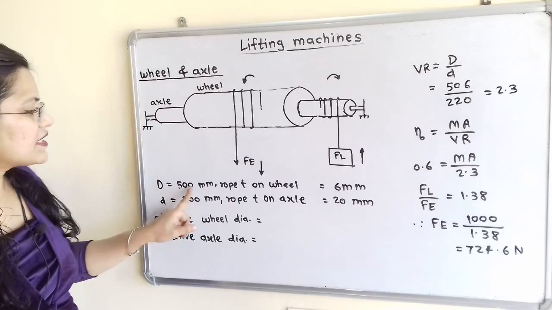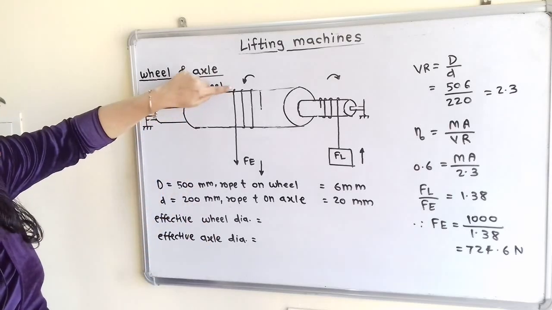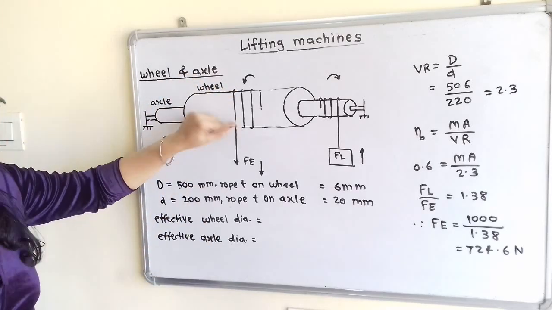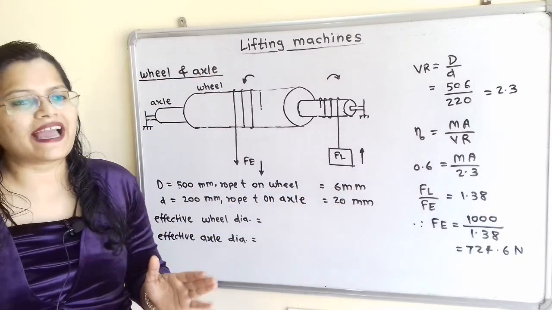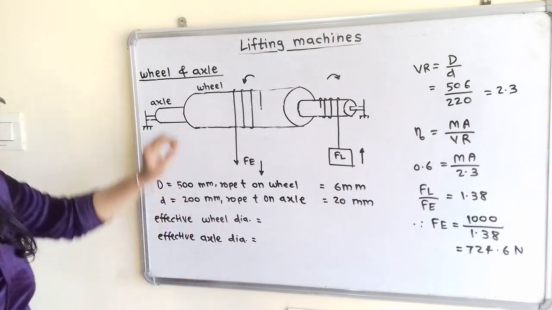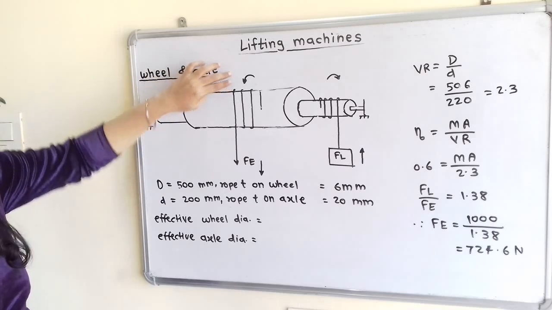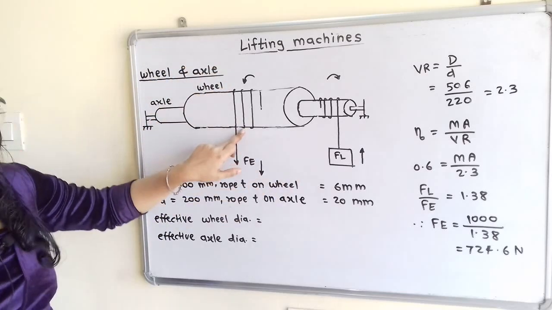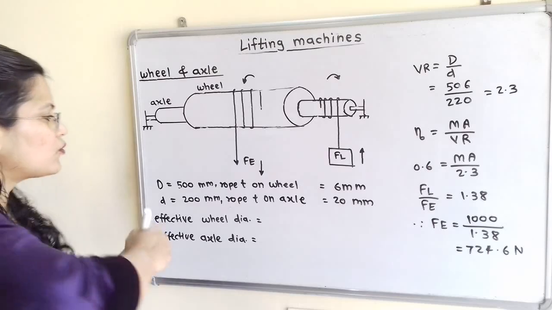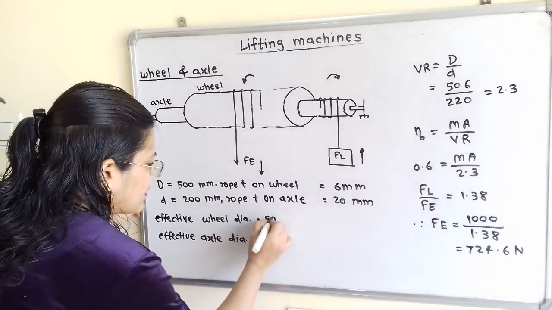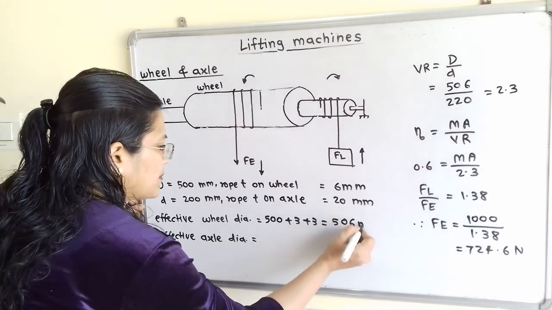Diameter of wheel capital D is 500 mm. Rope thickness on wheel. So if we observe on both sides, rope thickness is there and this total thickness on wheel is given 6 mm. So how to calculate the effective wheel diameter? So we have to consider the original diameter 500 mm. Now on this side thickness of rope is 6 by 2 and on this side thickness of rope is also equal to 3 mm. So how to write this? So I will write here 500 plus 3 plus 3, that is equal to 506 mm.